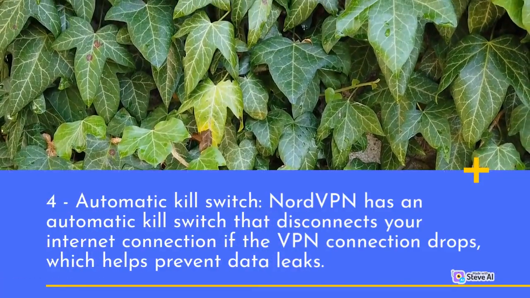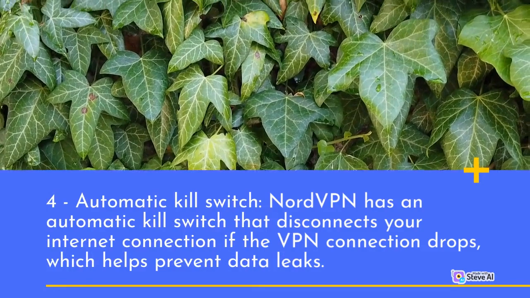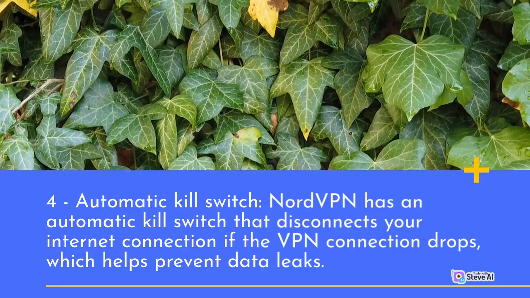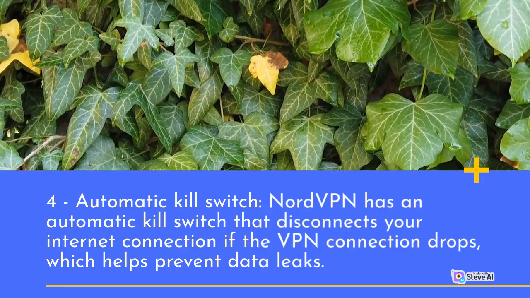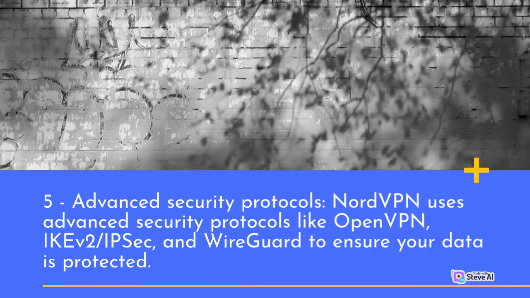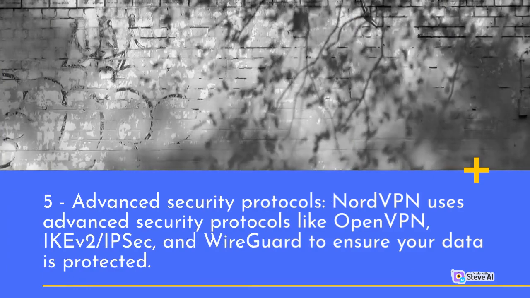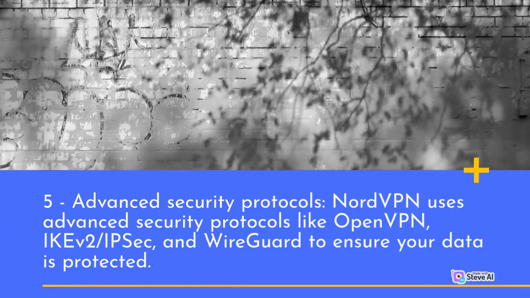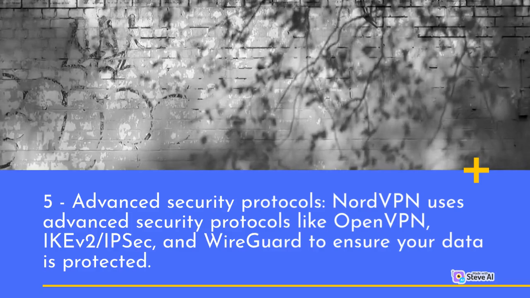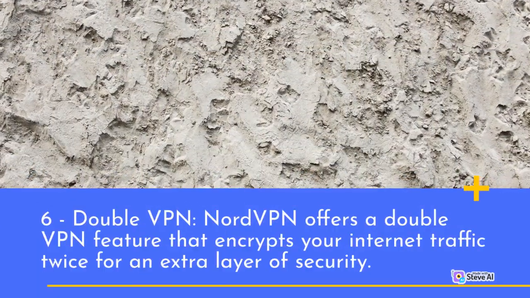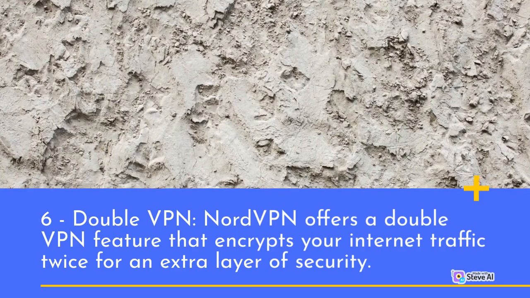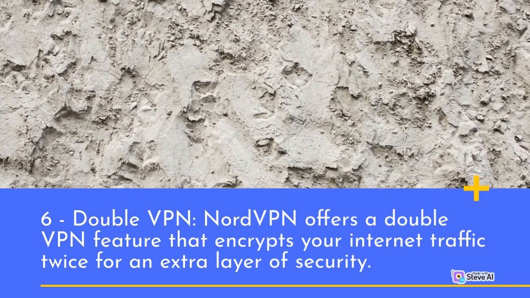4. Automatic kill switch. Nordvpn has an automatic kill switch that disconnects your internet connection if the VPN connection drops, which helps prevent data leaks. 5. Advanced security protocols. Nordvpn uses advanced security protocols like OpenVPN, IKEv2/IPsec, and WireGuard to ensure your data is protected. 6. Double VPN. Nordvpn offers a double VPN feature that encrypts your internet traffic twice for an extra layer of security.